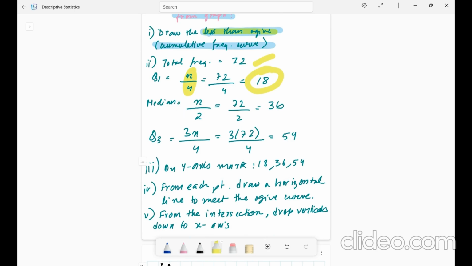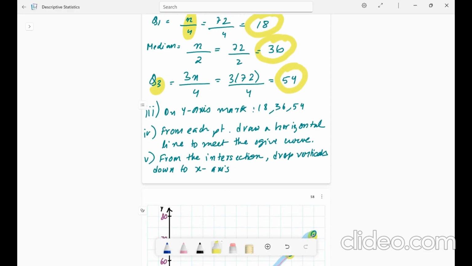For the median, it is n by 2. It is a mid value, right? So 72 by 2 is 36. Quartile 3 is 3n by 4, because it is 3 here. So 3n by 4 is 3 into 72 by 4, which is 54. Now on the y-axis, you have to mark 18, 36, and 54.